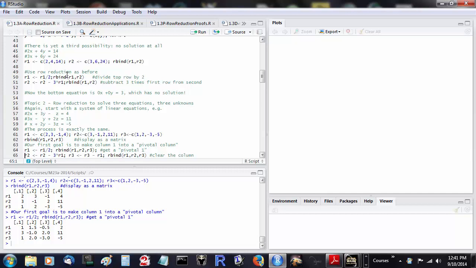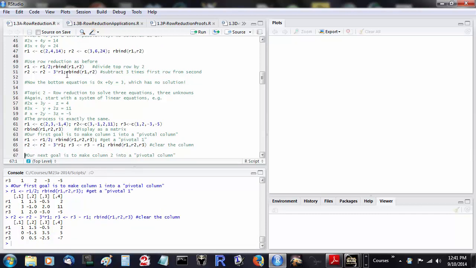I have to make that column into a pivotal column, and the way I do that is by subtracting 3 times the entire top row from the second row, 1 times the entire top row from the third row. Because R happily deals with each row as a vector, it's very easy to write these instructions down. And now you can see I've successfully created a pivotal column, the first column.